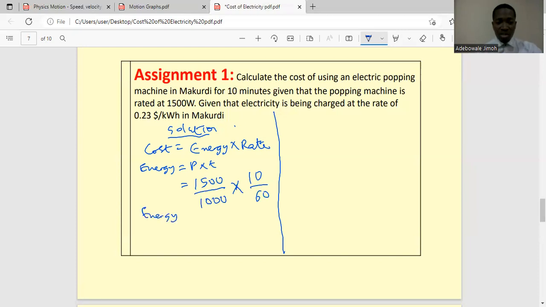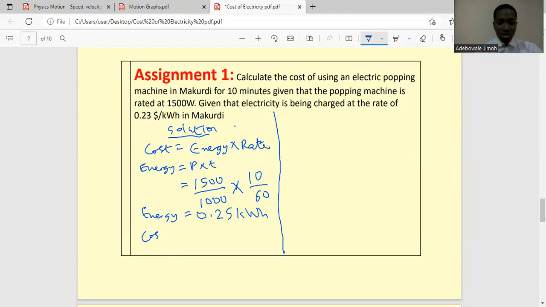So energy is equal to 1,500 divided by 1,000. It gives you 1.5. 1.5 multiplied by 10 over 60 gives us 0.25 kilowatt hour. Now, energy is being charged at the rate of $0.23 per kilowatt hour.